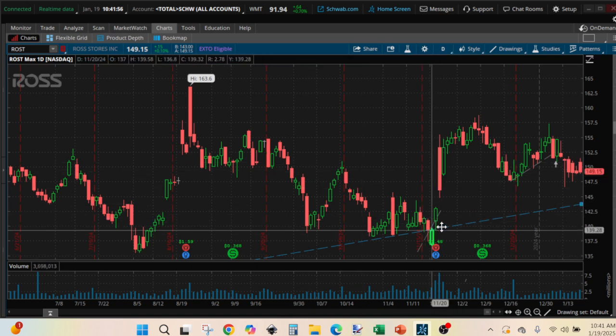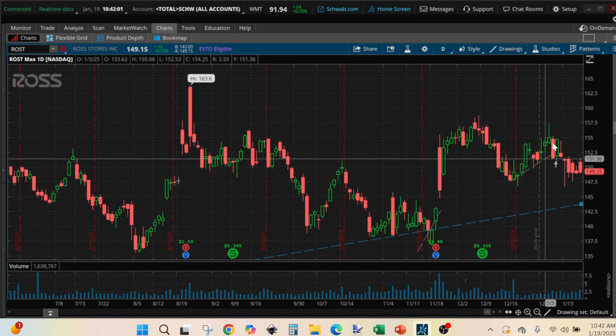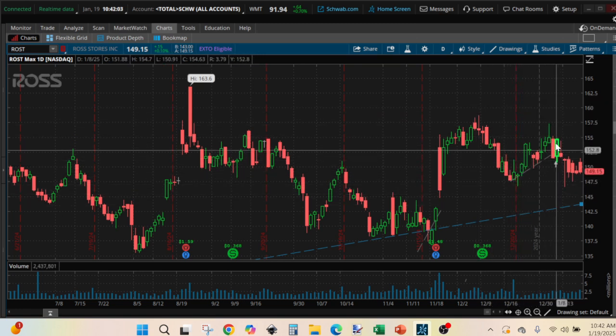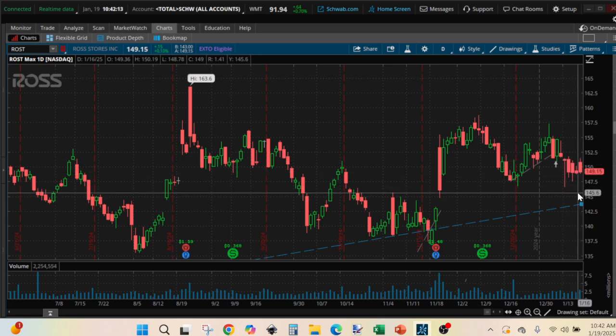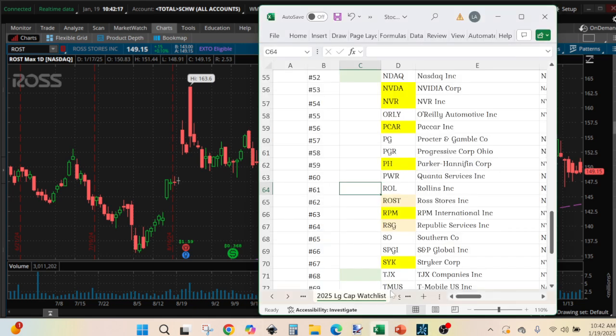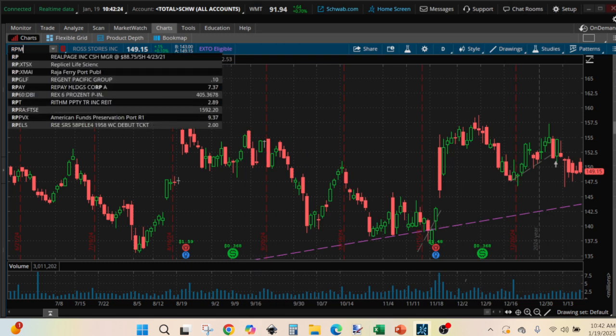It pulled back to the line, went up, pulled back, not too close, and started going up, making higher lows, and then we bought at the first green bar that followed a pullback. But then we have multiple days of pullback. Maybe it's trying to come closer to it, we don't know. But yeah, we have it in our portfolio. The next one is RPM. We purchased ROST this year. We purchased RPM last year.